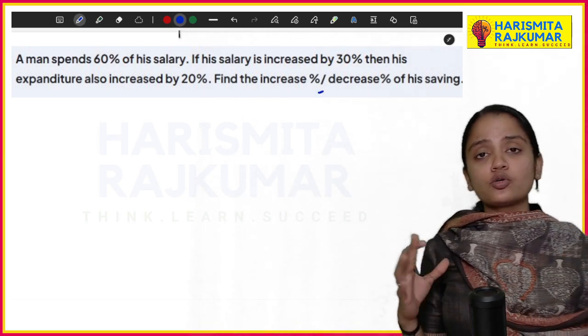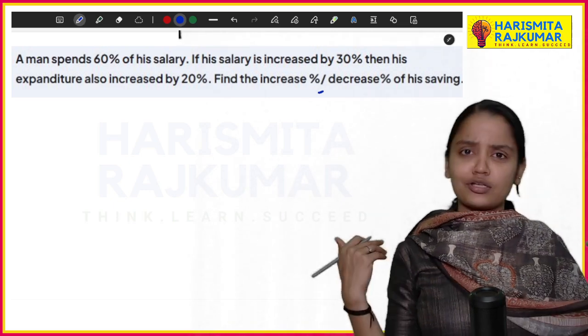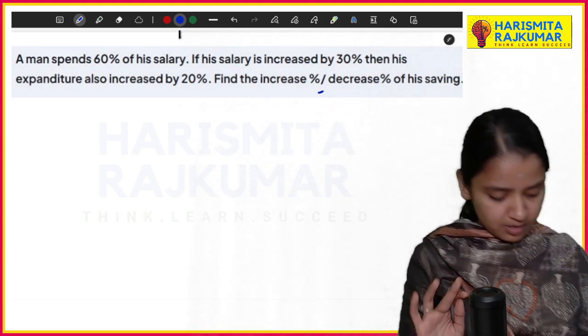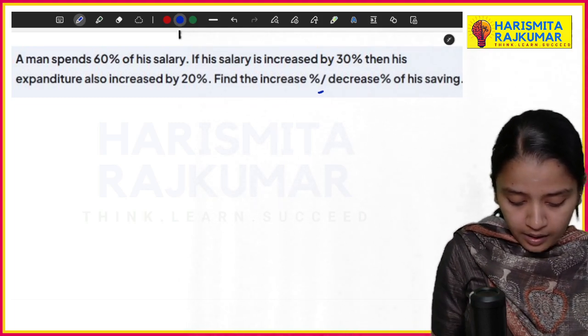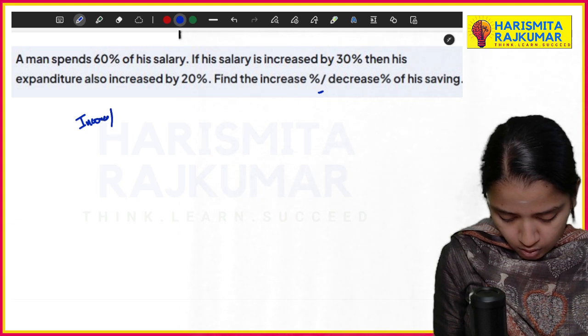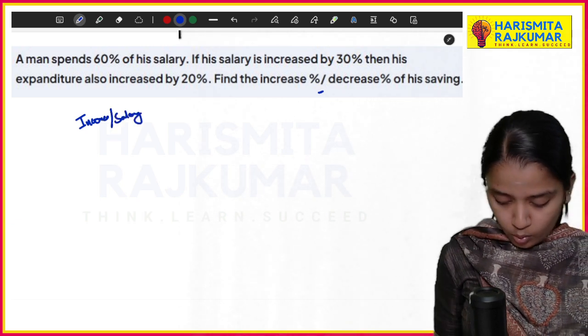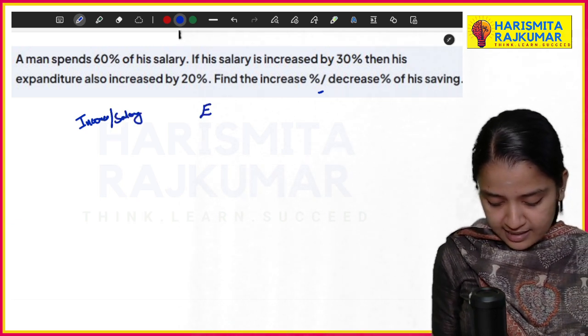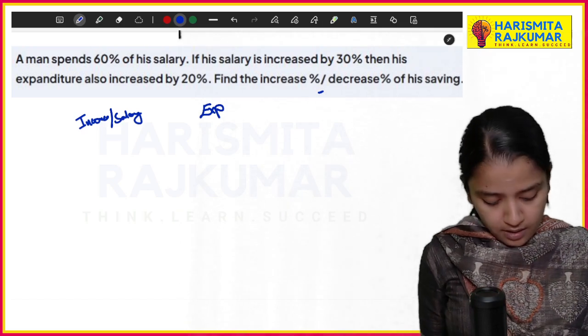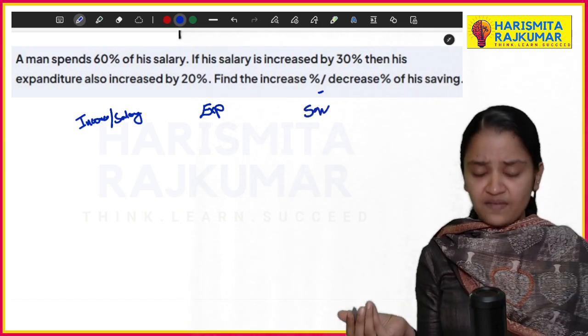As usual, what I have told you, we have to assume the salary is rupees 100, or 100 percentage, whatever it is. So let us keep our income or salary. This is expenditure, I'm just writing it as EXP. And savings, SAV, I'm writing.